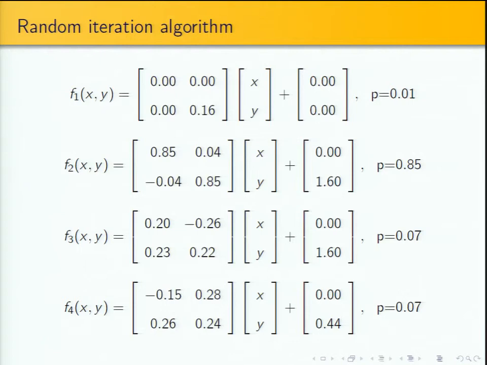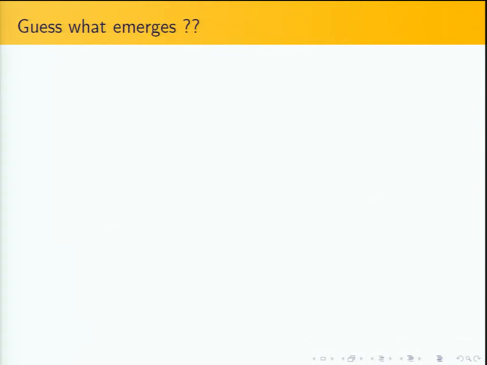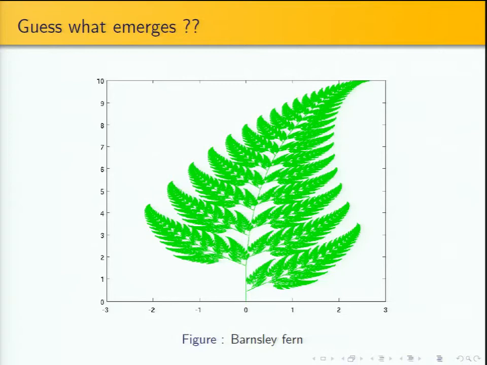Should these numbers have any form? They should add to 1, and so on. Is there any requirement on this matrix? There's no such thing. I just put in some numbers. Now you plot that. What you get is this. Does anybody know what this is?